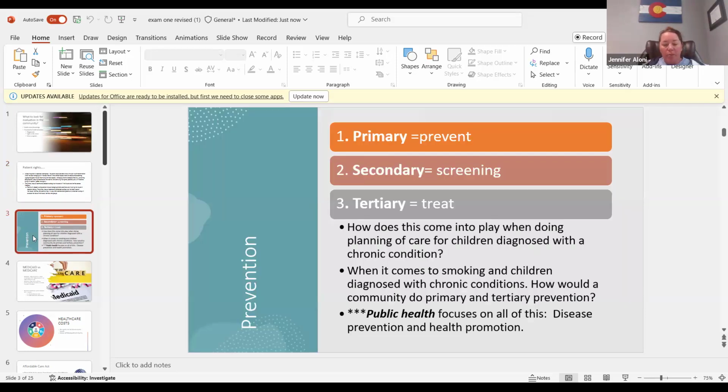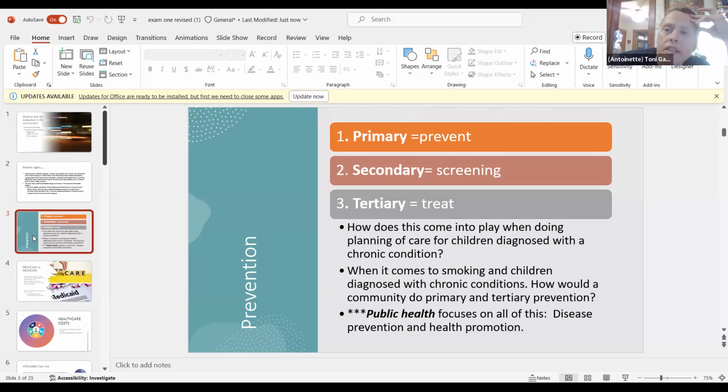Also, we're going to take a look at our preventions, our primary, secondary, and tertiary. Remember, we talked about this. Primary is prevent, secondary screen, and tertiary treat. And you're going to have examples. You're going to have to apply that. Okay, so make sure you're prepared to apply that knowledge. When it comes to smoking and chronic illness, what are we going to do with primary and tertiary prevention? What can we do as a community for that, for smoking and kids with, say, asthma? What can we do for primary prevention?